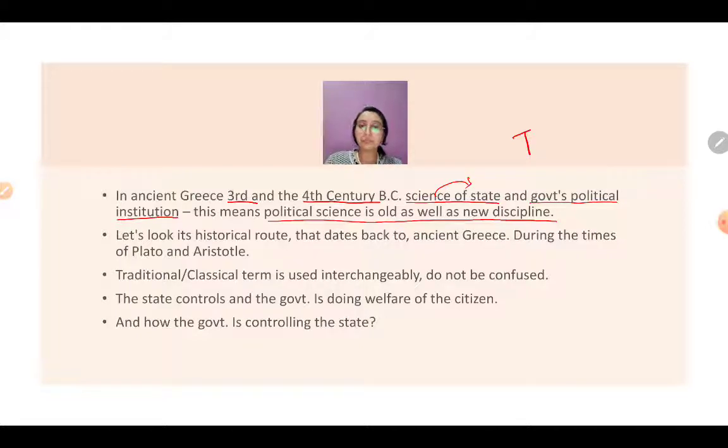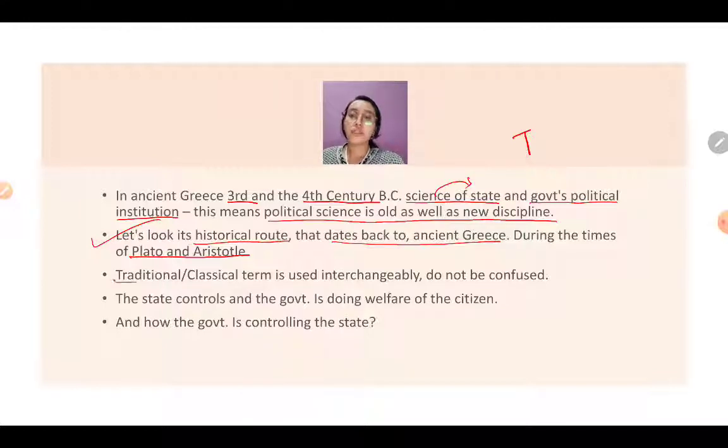So let's look at its historical roots that date back to ancient Greece. During this time we are talking about the time of Plato and Aristotle. In political science, these two names are like stars of political science, because Plato and Aristotle are the ones who conceptualized the word politics.